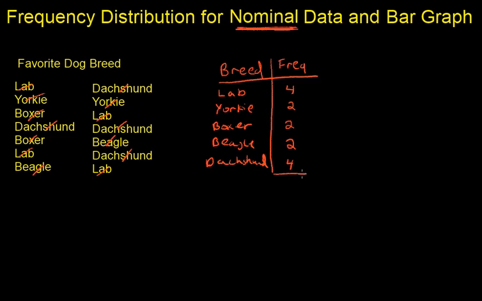Okay, we should double check that the frequency adds up to the total number of observations. So there were 14 observations, so let's see. This is 8, 9, 10. Good. It adds up to 14. Great. All right, so there's your frequency distribution for this nominal breed data.